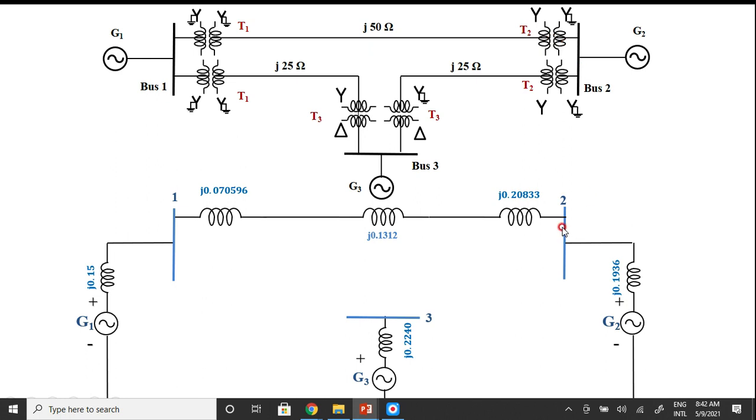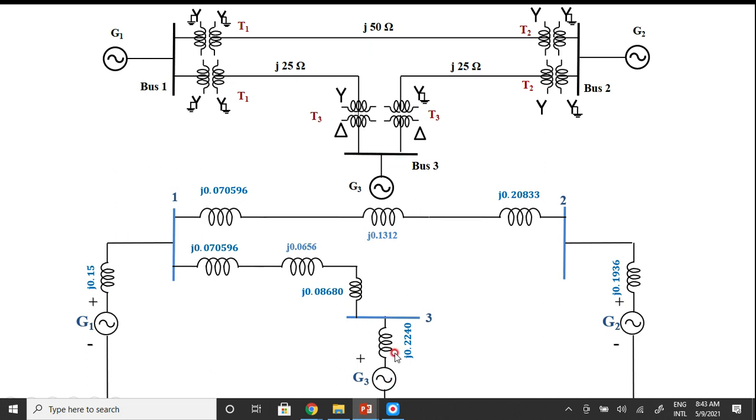Then bus number 2. Then the other line will start from bus number 1, that is once again T1, which has the same reactance because both have the same rating. Then from that there is a transmission line, that is 0.056. Then from there it is connected to T3, therefore it has a reactance of 0.08680. Then it is connected to bus number 3.